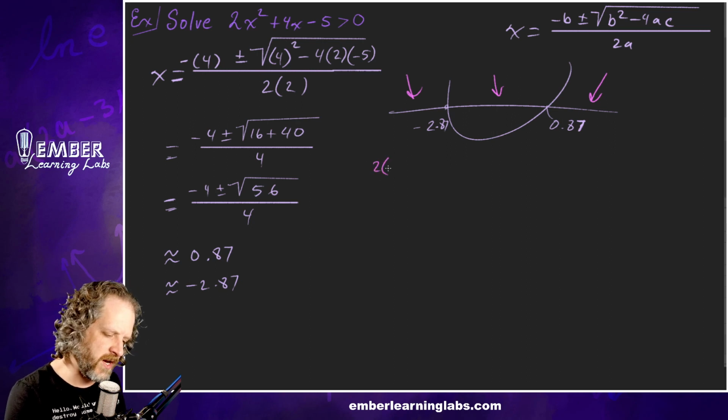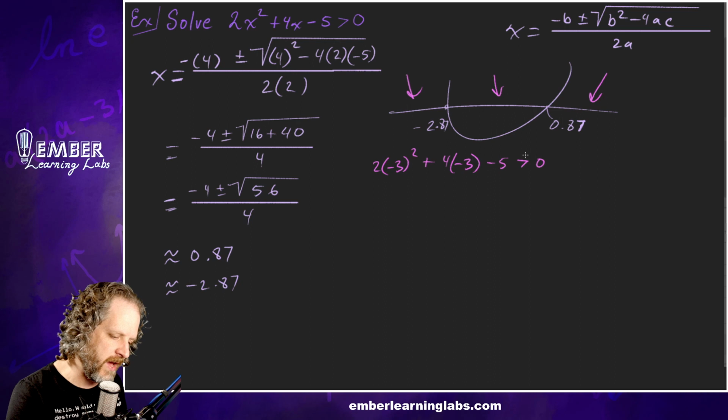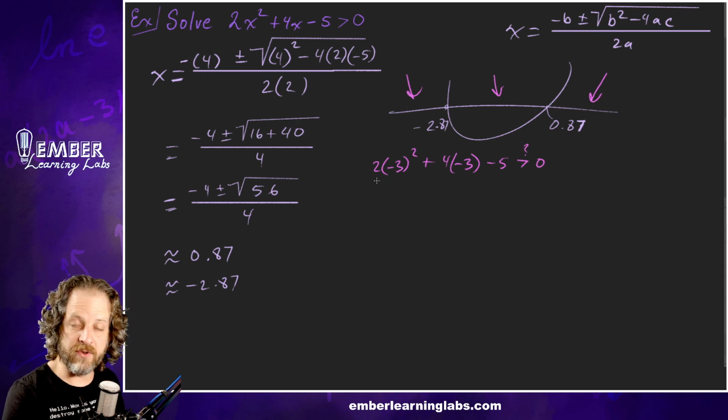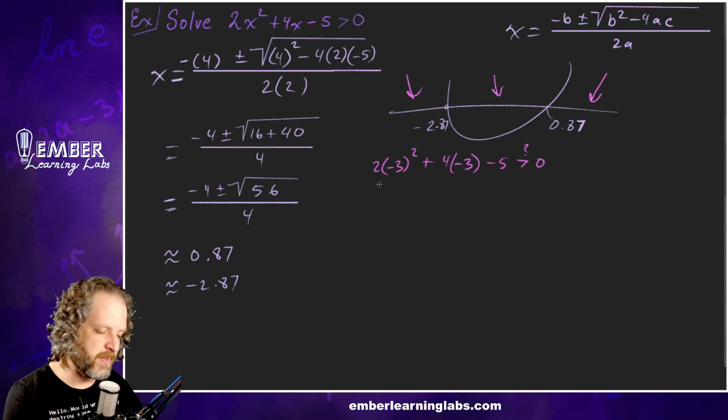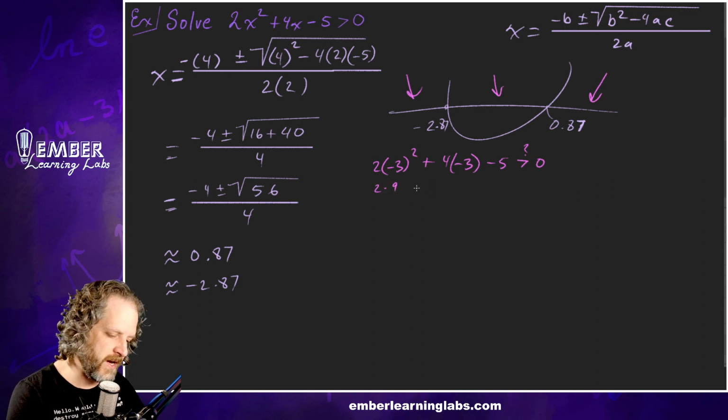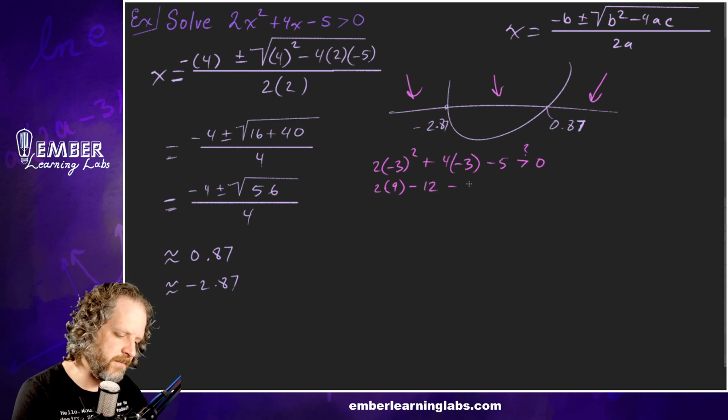So 2 times -3 squared plus 4 times -3 minus 5. And is that greater than 0? -3 squared is +9. Easy mistake to make, right? Negative times negative is positive. 2 times 9. 4 times -3 is -12. I'm going to go ahead and put that in parentheses instead of the dot. I think that's going to be clearer. Clearer? Is that a word? I don't know. Something. 12 minus 5.